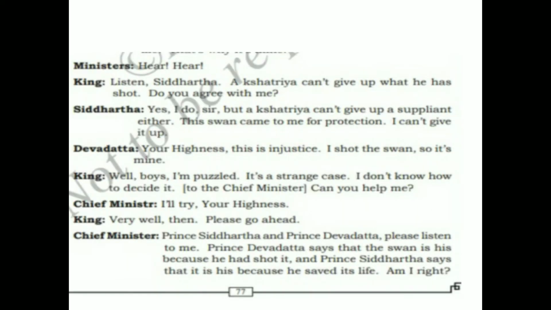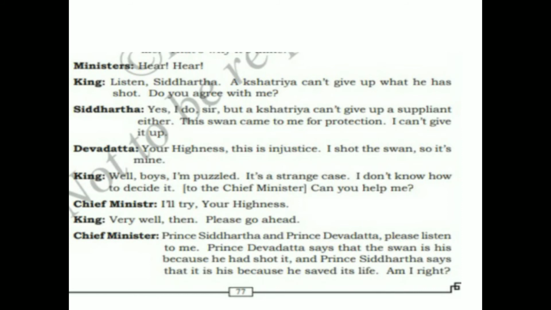Then the minister, here, all the ministers in the kingdom. What a nice story. Everybody listen. Then the king says, listen, Siddhartha, a Kshatriya can't give up what he has shot. Do you agree with me?